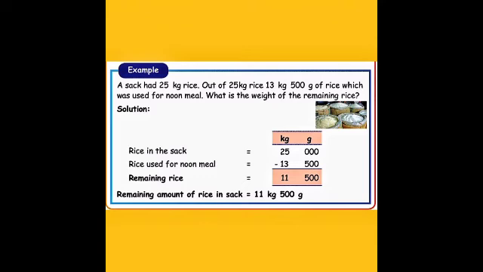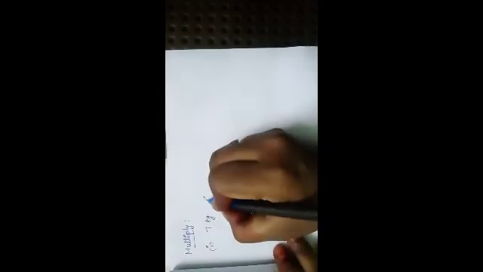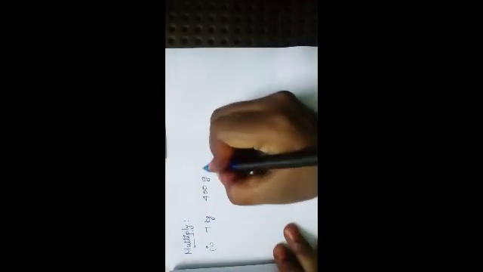Now we are going to move on to the next topic, multiplication. First question, 7 kg 400 gram multiplied by 3. Here which table do we want to know? Yes, we want to know the 3 table. Such an easy table, so we will do it directly.